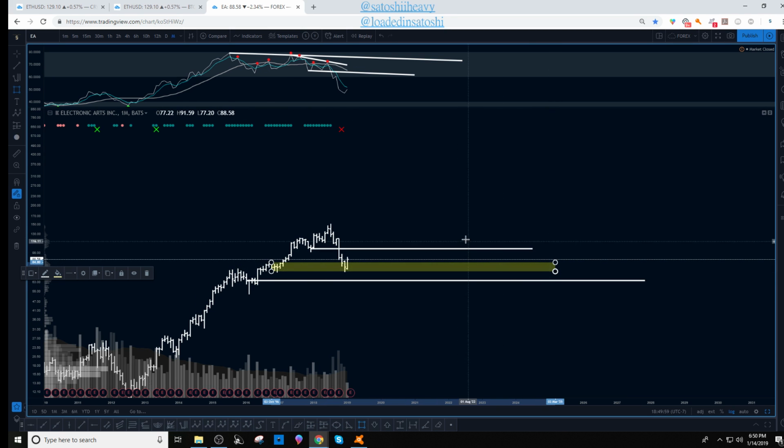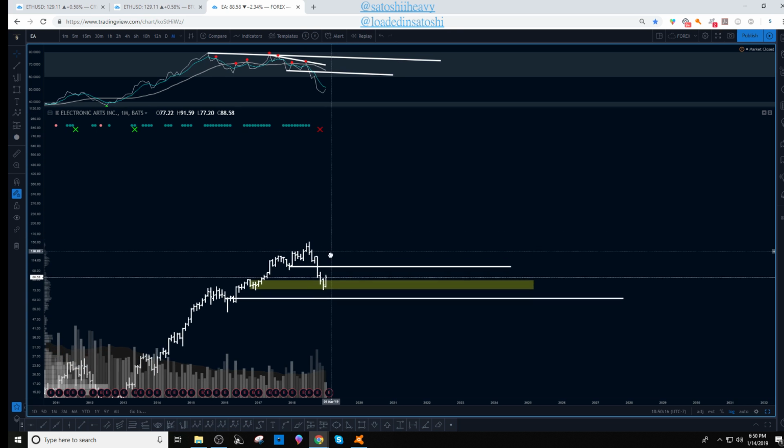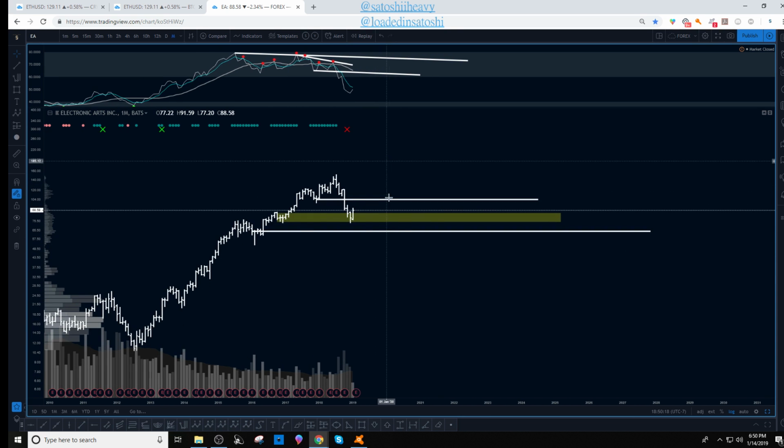EA held pretty well during this. Held really well. If EA can get back above 117.28, it will clear its highs. And it will make a new high, in my opinion.